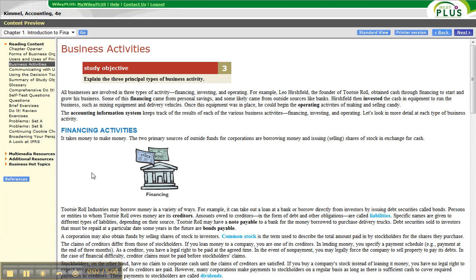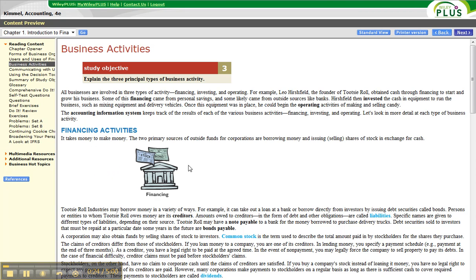Study Objective 3 deals with the different types of business activities. We're not going to spend a lot of time on this topic in this class. This gets revisited in some detail in Accounting 212. But basically, you can categorize every kind of business transaction into one of three categories: financing, investing, and operating.